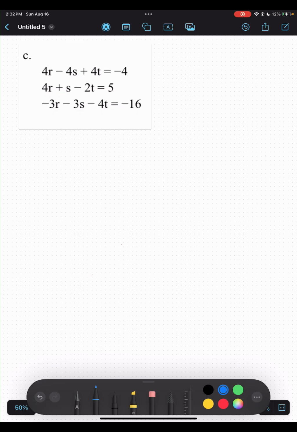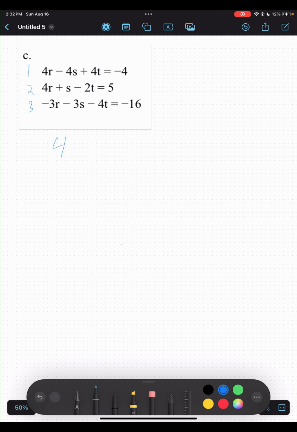You could pick any variable you want. I'm going to just do t here because I think it's easy. Before I start, let me label these equations 1, 2, and 3, just so it's clear which one I'm talking about. I'm going to take equation 1 and equation 3 and combine them, because here I've got plus 4t, and here I've got minus 4t. So if I add these two together, I'll naturally get 0t as a result.